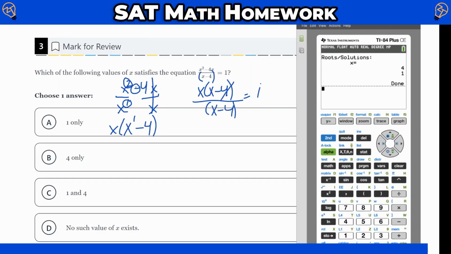And then the x minus 4's cancel, and you're left with x equals 1. And the reason that 4 solution was extraneous, we already referenced it. You can't divide by 0. And so we would just get our answer pretty directly using that approach. Regardless of which approach you take, we get the correct answer is A.